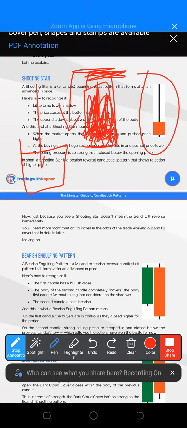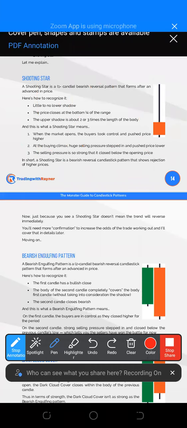It will form like this. That is where you have a shooting star. Here is how to recognize it. There is little to no lower shadow. Little to no lower shadow. This is what we call shadow.